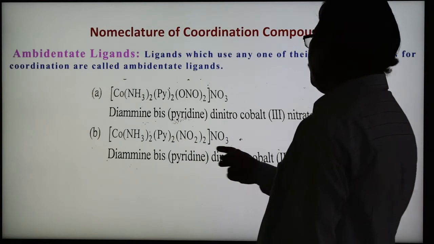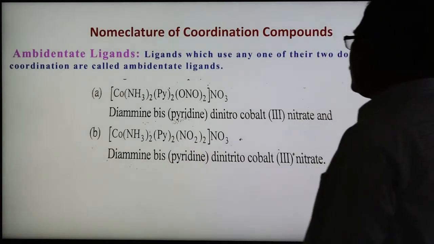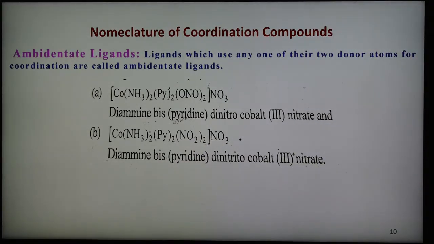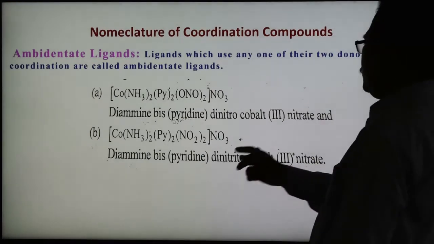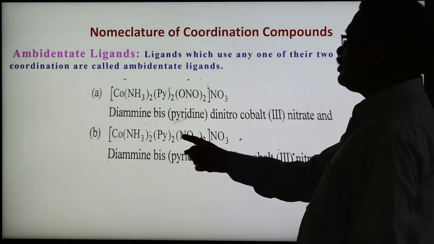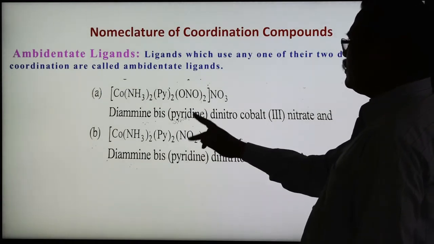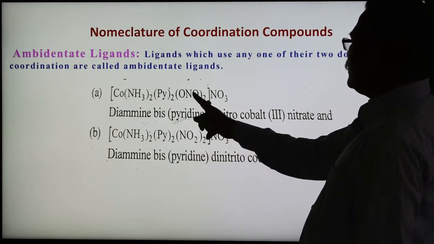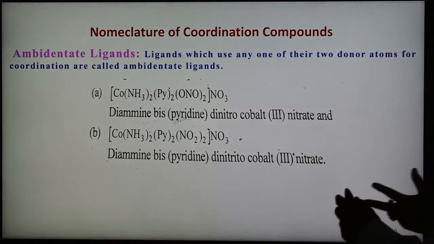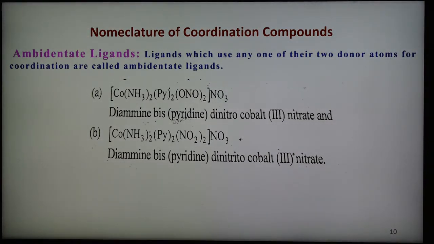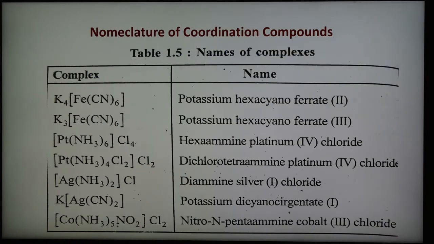The same complex is here, only NO2 we have written in this way. Diamine bis pyridine dinitro cobalt 3 nitrate. So here the bonding takes place through the nitrogen, because both are donor atoms, nitrogen and oxygen. Such a ligand is known as an ambidentate ligand, because in case of NO2 the bonding can take place through oxygen or through nitrogen. Such a ligand is called an ambidentate ligand, and an example is given here.